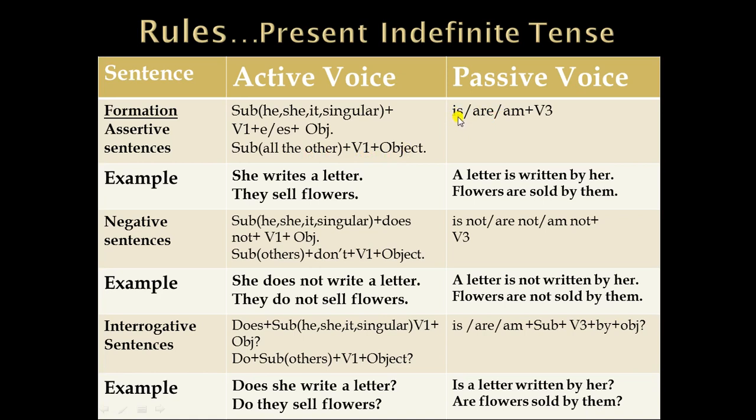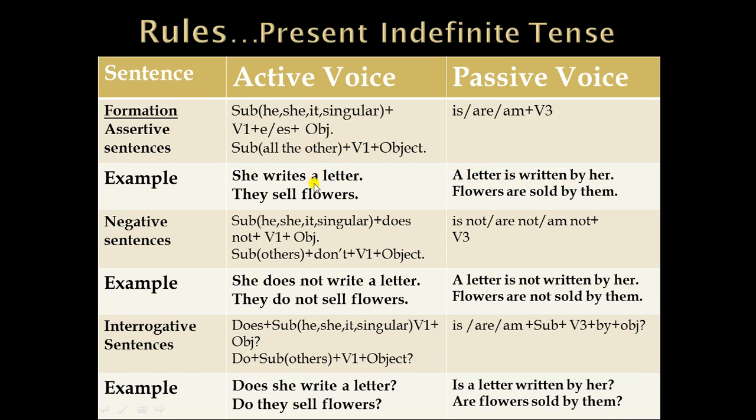When you see such sentences written like this in active voice, you quickly identify that the tense is present indefinite tense, and then you use is, are, am as helping verbs with the third form of the verb when you change such sentences into passive voice. The example is: she writes a letter. Now, she writes a letter becomes a letter is written by her.